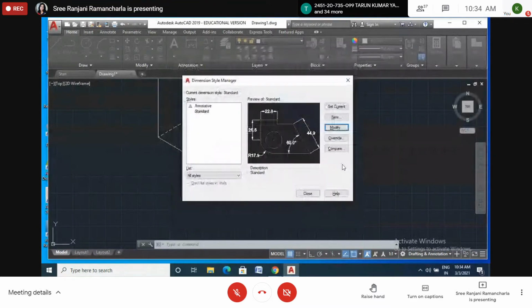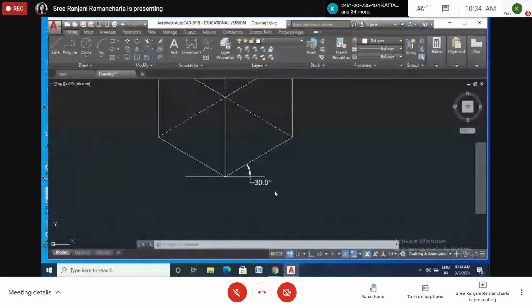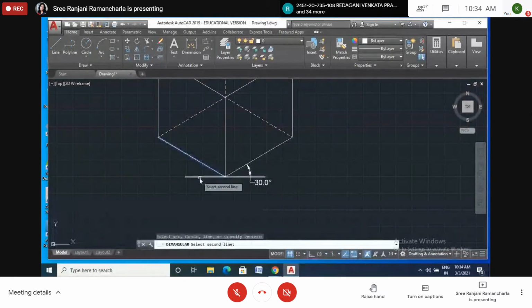Here, set current. Set current means whatever drawings are there on our screen, the present screen, you have to set that one. So set current, then close. See here, we got changes. So here also I want to show the dimension line. I want to select this one and this one and show here also.